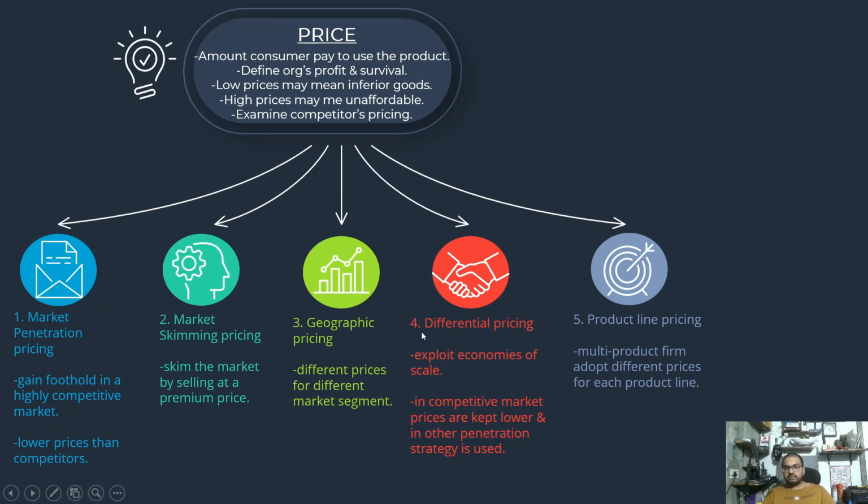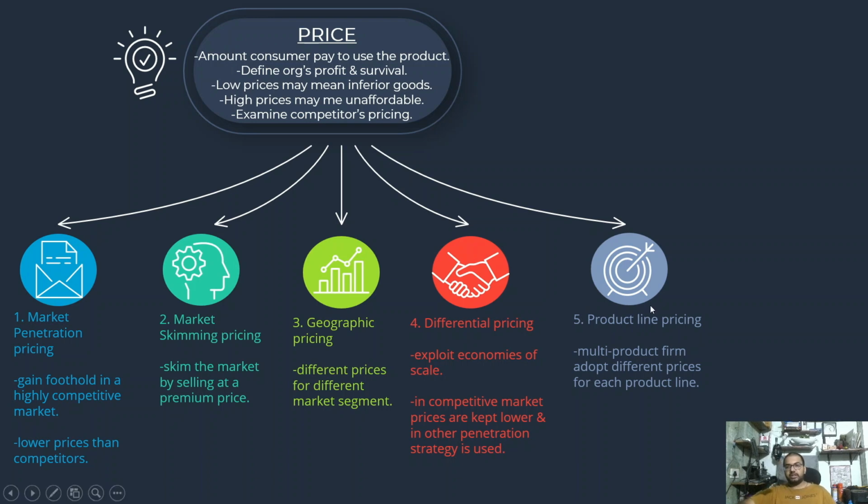Then you have differential pricing. Differential pricing is again a different pricing for a different market, but here you are trying to enter a new market. So what do you do? You follow a market penetration strategy. But in the other market, you're already there, you're already at the top, so you do market skimming pricing. So differential pricing is when you target the market on the basis of your economies of scale. Geographic pricing is when you deliberately charge different prices in different geographies.